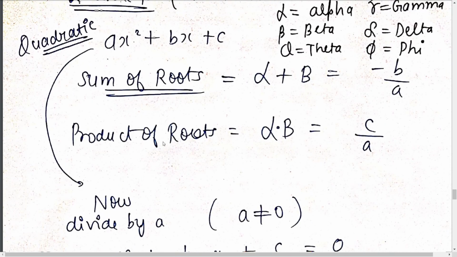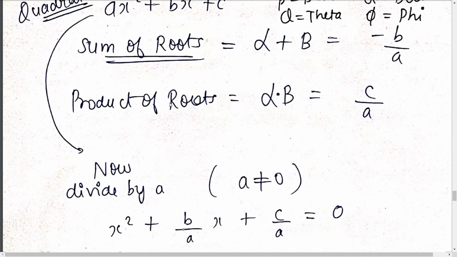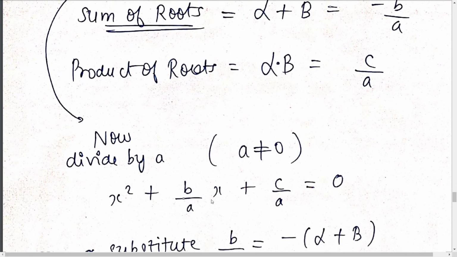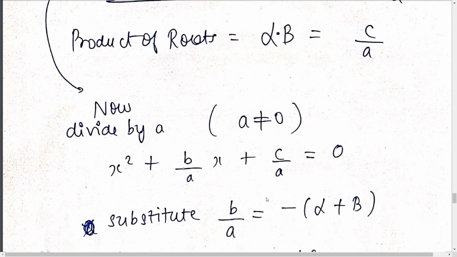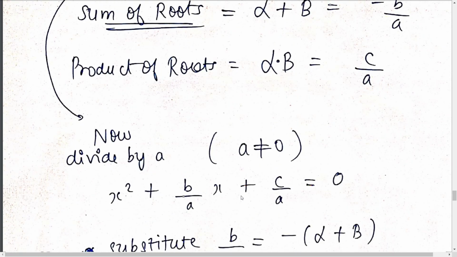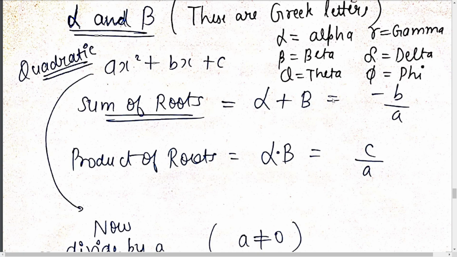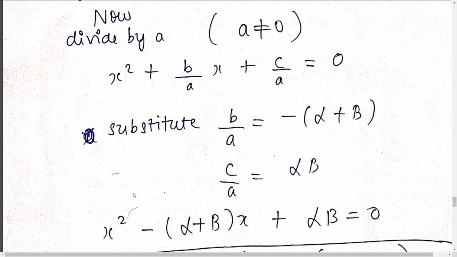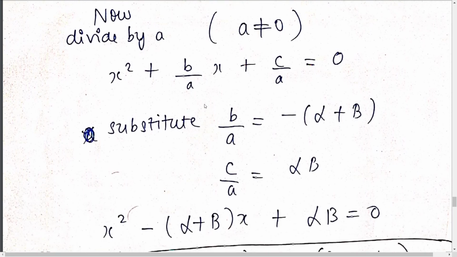Now a is not 0, I already told you, so we can divide by a non-zero number. Dividing it, we get x square plus b by a x plus c by a equal to 0. Now substitute the value of b by a from here, b by a will be minus alpha plus beta and c by a will be alpha into beta. So substituting these values, you get x square equal to minus alpha plus beta x. बी बाई ए की वैल्यू हमने यहाँ सब्सटीट्यूट कर दी, माइनस अल्फा प्लस बीटा आ गया, और सी बाई ए की वैल्यू हमने सब्सटीट्यूट कर दी तो अल्फा बीटा आ गया.